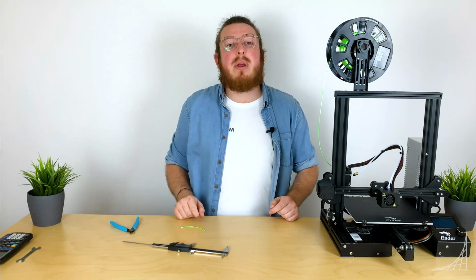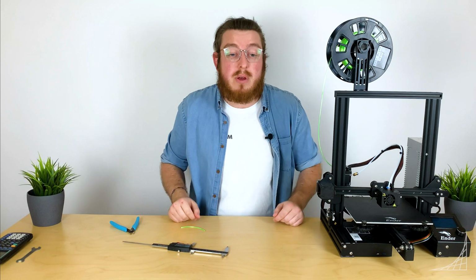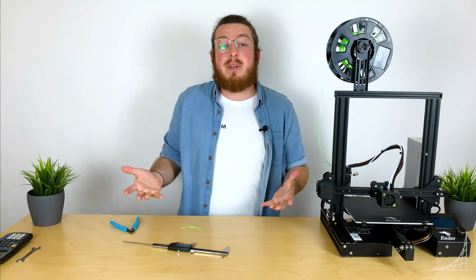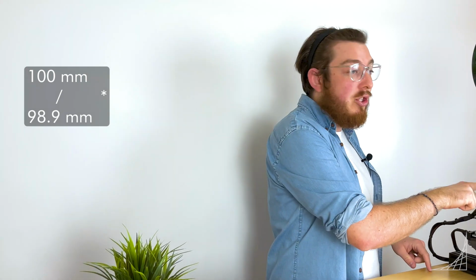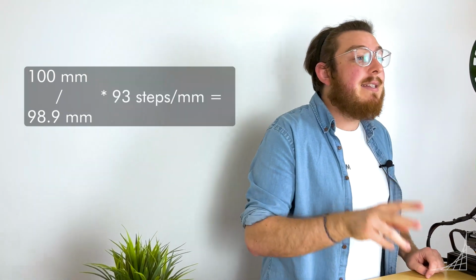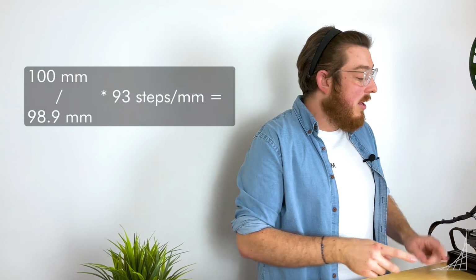So 98.9 is our millimeters that we're going to go for. And so we can now pull up our lovely math formula. So we're going to say, I wanted 100 millimeters. I have divided it by my measured, which is 98.9 millimeters. And I need to multiply it by the steps per millimeter for the extruder. And in this case, that is 93 steps per millimeter. So remember, the extruder motor requires 93 electronic pulses to move the filament 1 millimeter. And that's the value that we're trying to recreate.